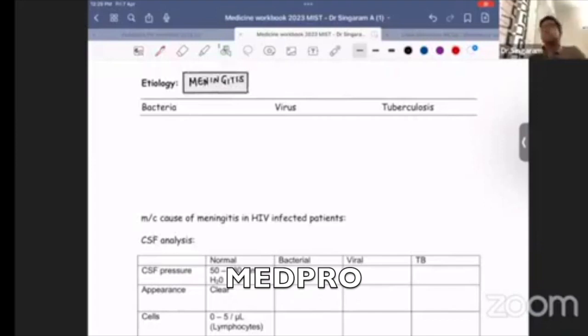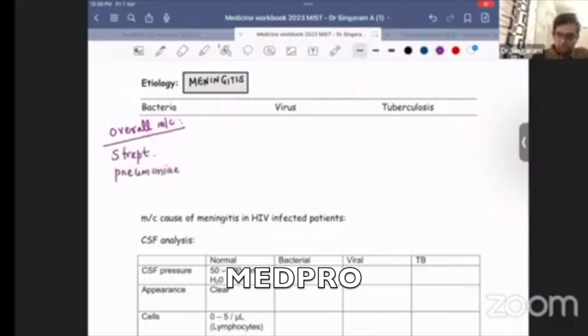Okay, right? So meningitis, I told you, is more commonly caused by bacteria only. Can we tell which is the overall most common bacteria associated with meningitis? Streptococcus pneumoniae. Overall most common bacteria is Streptococcus pneumoniae. There are so many other bacteria like Neisseria meningitidis, H. influenzae, but overall most common is always Streptococcus pneumoniae.